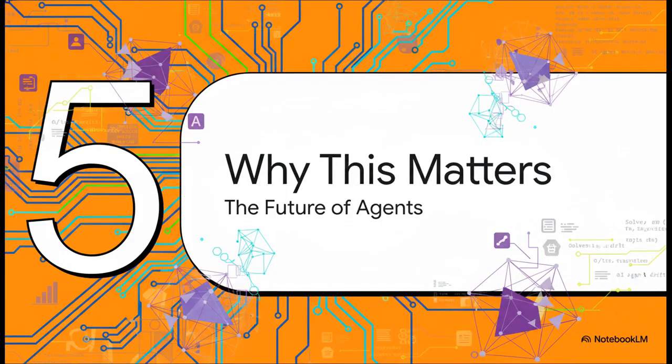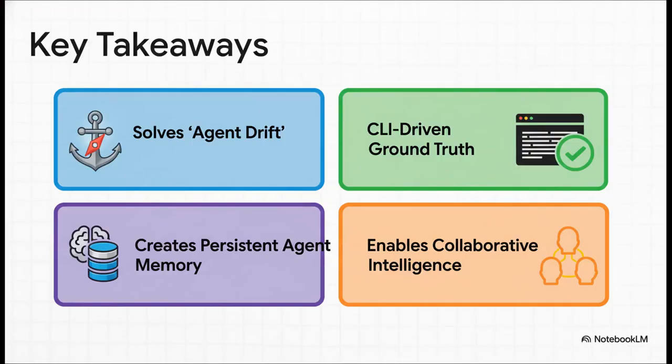All right, let's zoom out for a second and think about the big picture. Why does something like this really matter? Because this isn't just about making our lives a little easier. This points to a really fundamental shift in how we're all going to be building software with AI in the future. So, let's just quickly recap the key takeaways here.